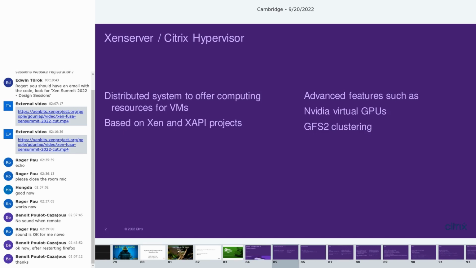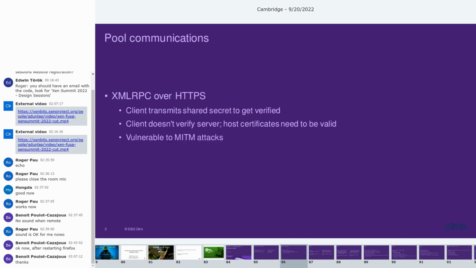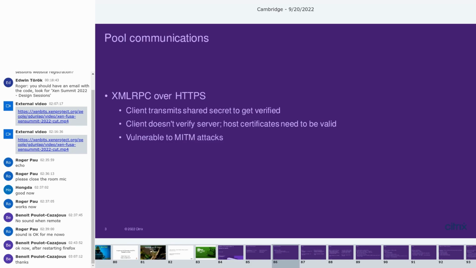XenServer is a distributed system that offers resources to VMs, and it's based on Xen and the Xapi project. It has some advanced features like giving access to NVIDIA virtual GPUs to the VMs, and GFS2 for clustering. And one very important thing with a distributed system is having secured pool communications. This is done through the XML-RPC protocol over HTTPS.